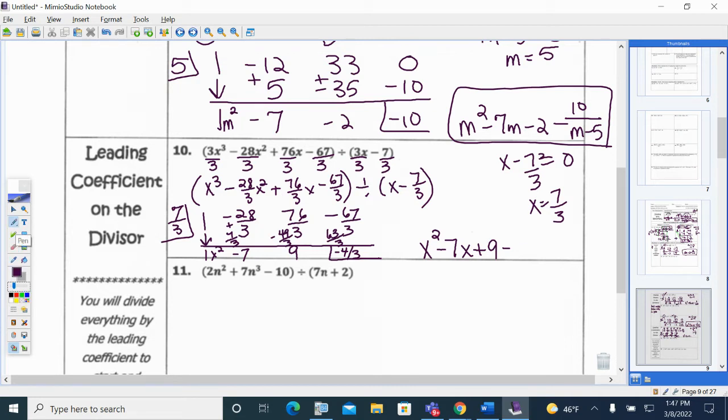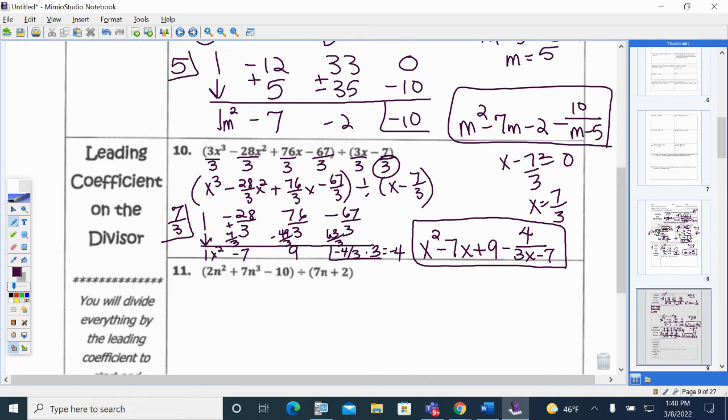So because a fraction inside of a fraction is not allowed, what you can do really quick is just take your remainder and multiply by, we divided by 3. So I'm going to take negative 4/3 times 3. The 3's go away, and we're left with negative 4. So your remainder is negative 4, and it goes over the original 3x minus 7, the original divisor.